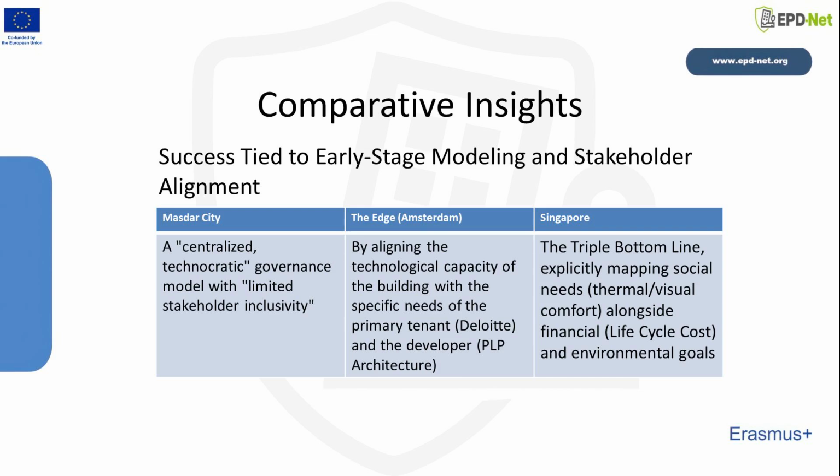The EDGE, user-centric alignment. Success was achieved by aligning the technological capacity of the building with the specific needs of the primary tenant, Deloitte, and the developer, PLP Architecture. The dynamic measure was successful because it tangibly improved occupant well-being and energy efficiency, creating a clear value proposition for the stakeholders involved. Singapore, holistic alignment.